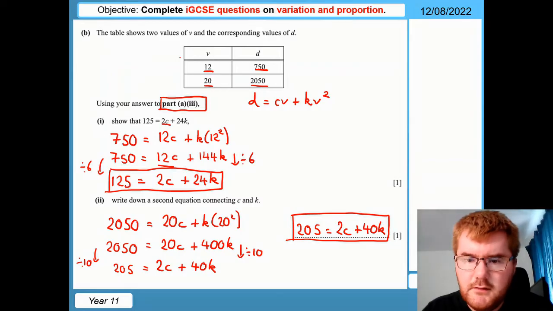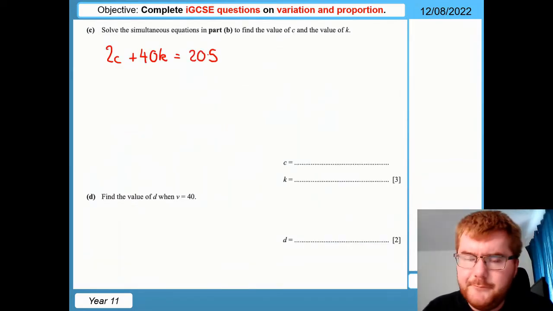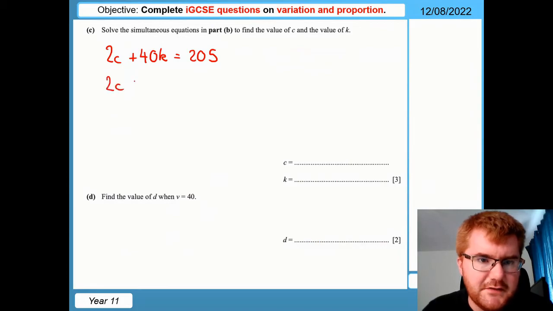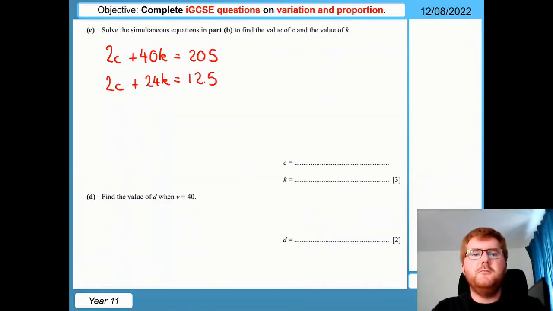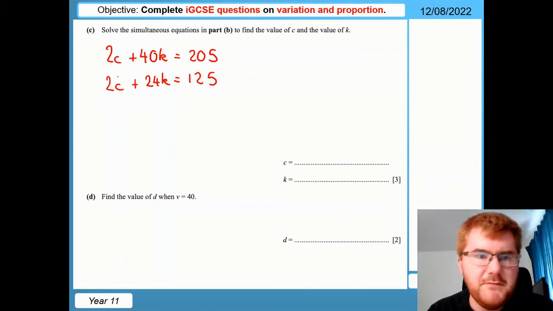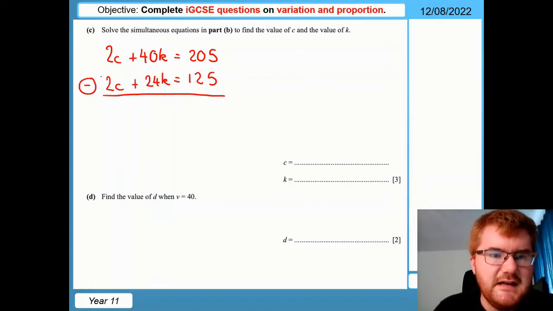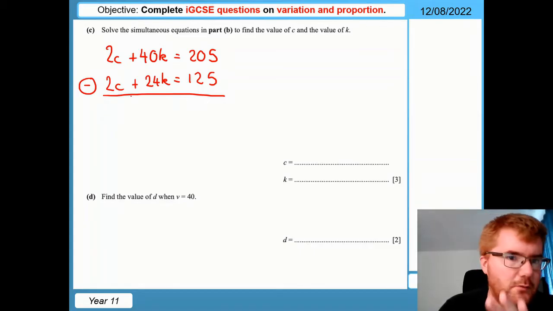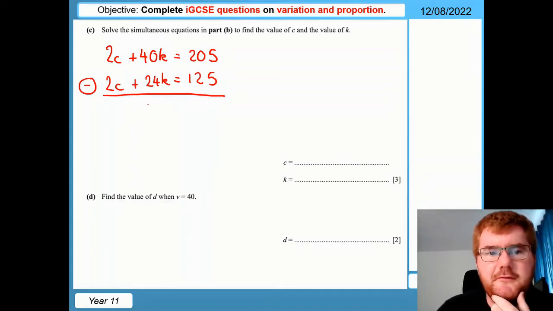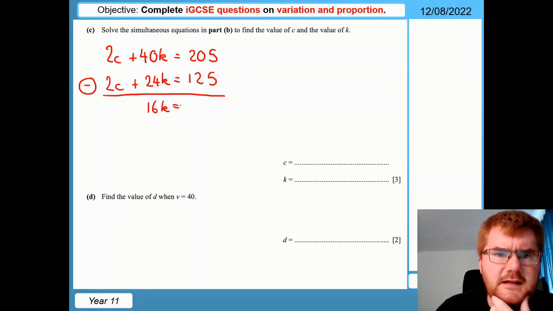40k is equal to 205, and then the first equation that we worked out. You'll see why I'm writing it in this form in a moment, because as soon as you write it in this form, you can say to yourself, the two c's are the same, and using our normal simultaneous equation procedure, we just minus the equations from each other. Why do we do this? Well, 2c minus 2c gives us 0, which is great, because then we can work out what k is. 40 minus 24, that's equal to 16. And then we've got 205 minus 125, that is equal to 80.